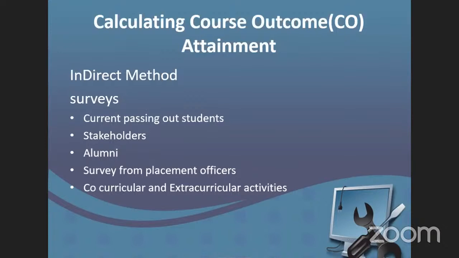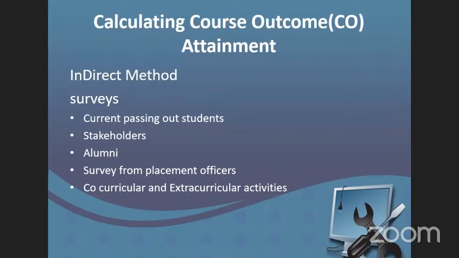Stakeholders, if I take, parents are stakeholders, government and non-government agencies are stakeholders, your professional body members are stakeholders to you. And of course, government, non-government, and professional bodies act as stakeholders for it. Then alumni is also one of the stakeholders actually.